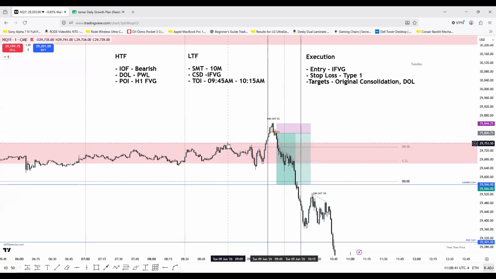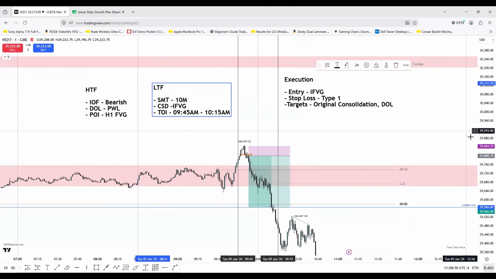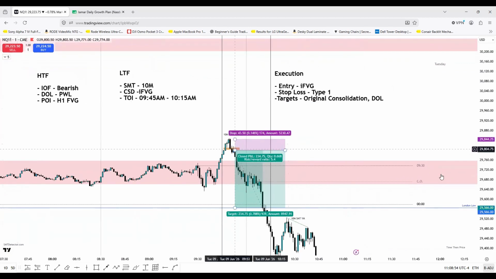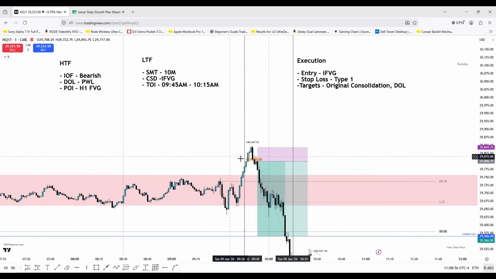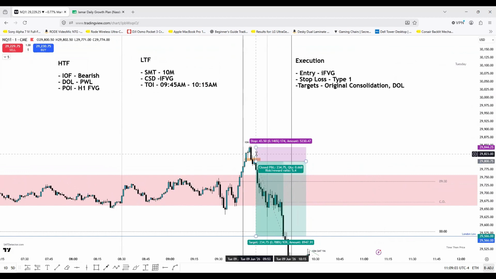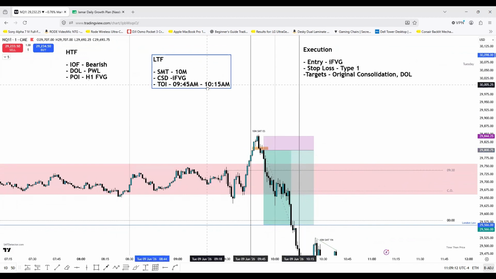We had a 1 hour fair value gap, and the draw on liquidity was obviously a pretty weak low below. So once we get into the point of interest, we want to understand our steps when it comes to lower time frames. You want to see SMT. I saw 10-minute cycle SMT here. And then to confirm the SMT, we want to see a change in state of delivery, which we had, an inversion gap right here, which confirmed that the market is getting ready to shift order flow.